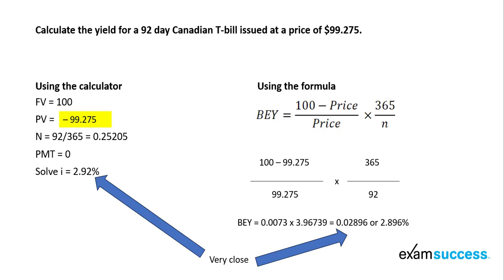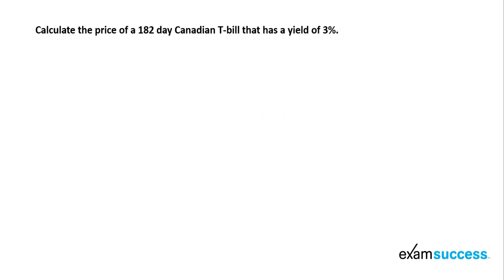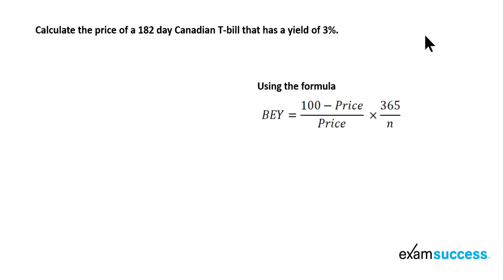Okay, now let's switch over to calculating the price of a T-bill. So we've got a 182-day Canadian T-bill that has a yield of 3%. So let's use the formula here and we'll plug in all the information and we'll solve for price. So the yield is 3%, 100 minus the price divided by the price. We don't know what that is. Multiplied by 365 divided by 182. There it is. I filled it all in.